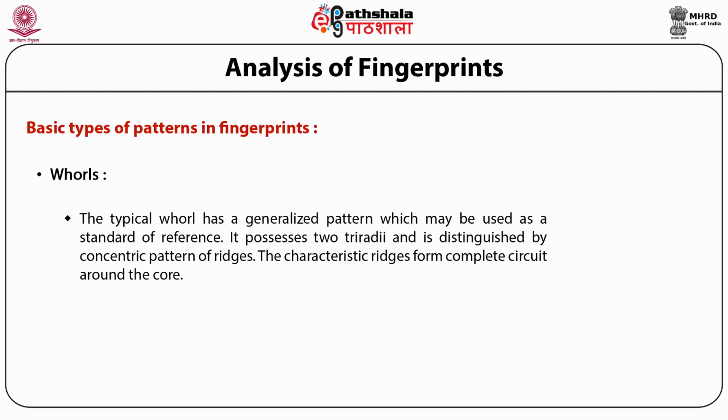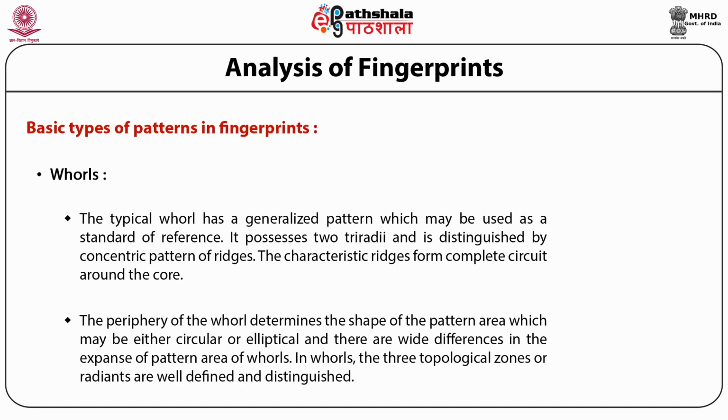It possesses true tri-radii and is distinguished by concentric pattern of ridges. The characteristic ridges form complete circuit around the core. Thus, whorl is a succession of rings or ellipses or spiral courses which is either in clockwise direction or in anti-clockwise direction. The periphery of the whorl determines the shape of the pattern area, which may be either circular or elliptical, and there are wide differences in the expanse of pattern area of whorls.